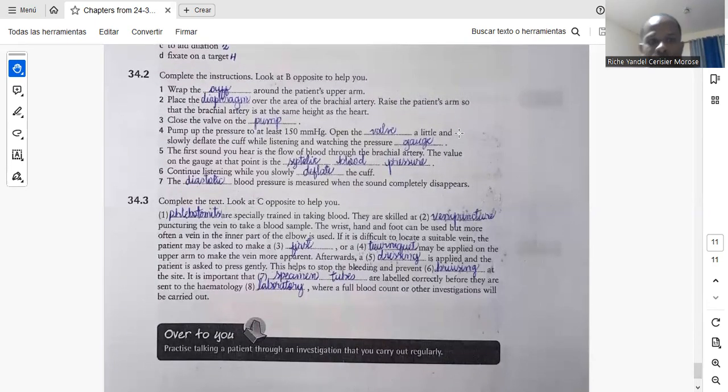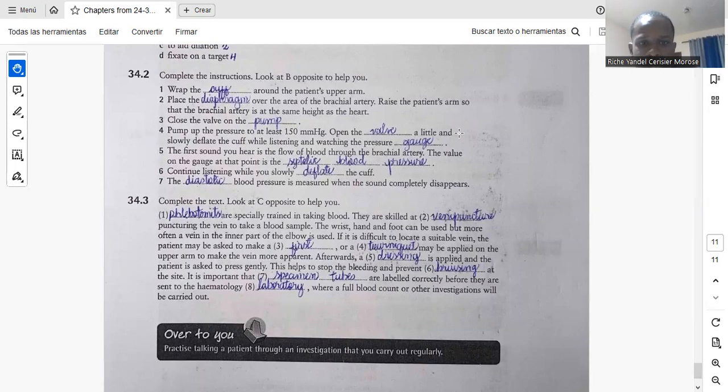Wrap the cuff around the patient's upper arm. Place the diaphragm over the area of the brachial artery, with the patient's arm at the same level as the heart. Close the valve on the pump and pump up the pressure to at least 150 mmHg. Open the valve a little and slowly deflate the cuff while listening and watching the pressure gauge.